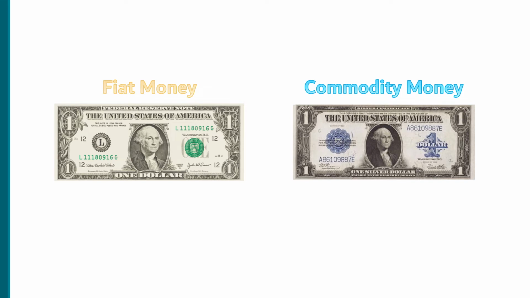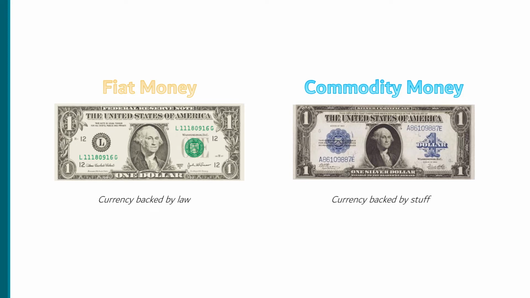Before we get to that, though, we should mention two different monetary systems. One is called fiat money, and I have an example of fiat money right below it. The other is called commodity money, and I have an example of that one too. Can you spot the difference? It's not just that one has green on it and the other has blue. It's that one says $1 at the bottom and the other says $1 silver dollar at the bottom.